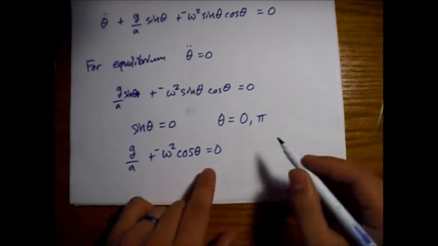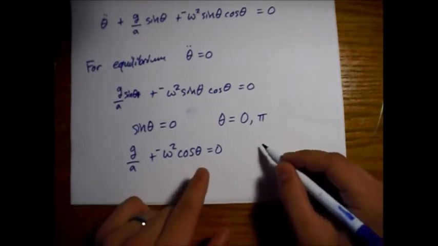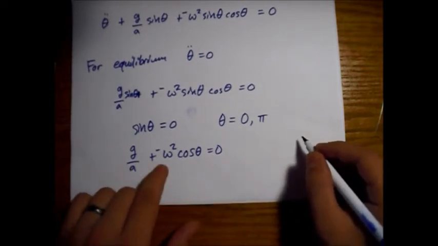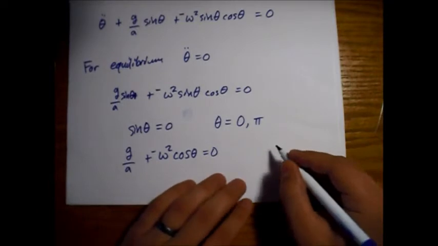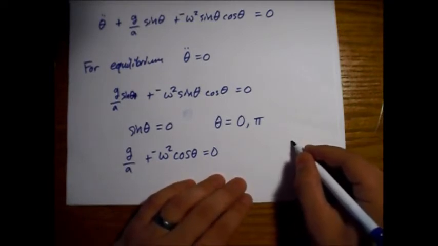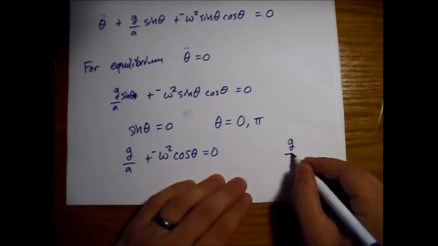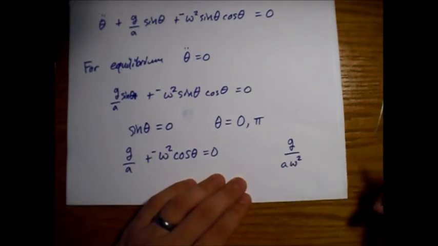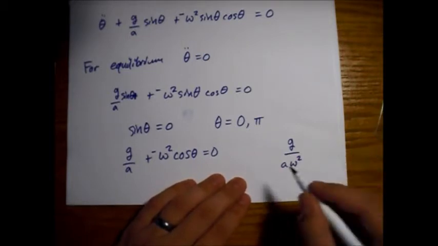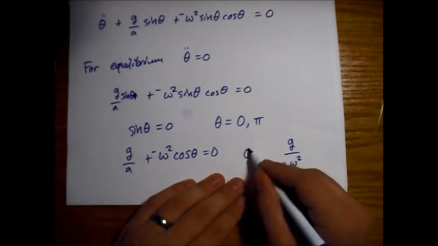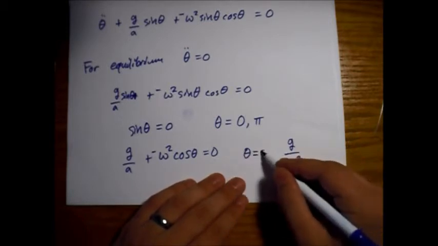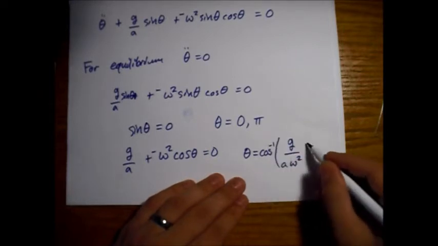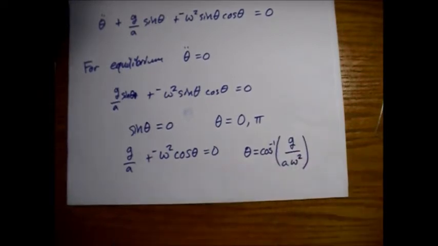And now we are going to solve for the theta here. So what we do is we bring this over, divide by, so we'll have a g over a. We're dividing by omega squared, right? And then to get theta, we have to take the inverse cosine. All right, so here we go.